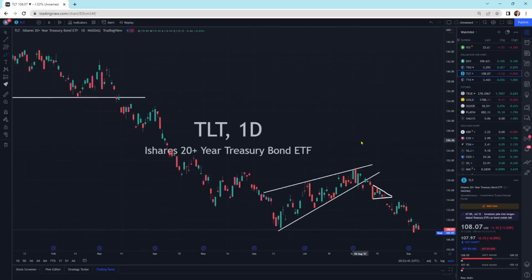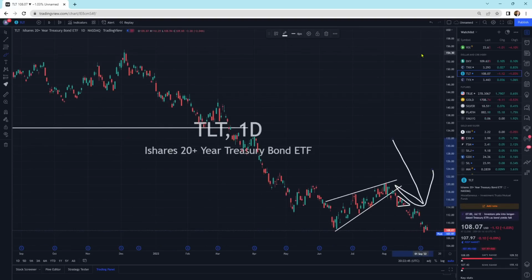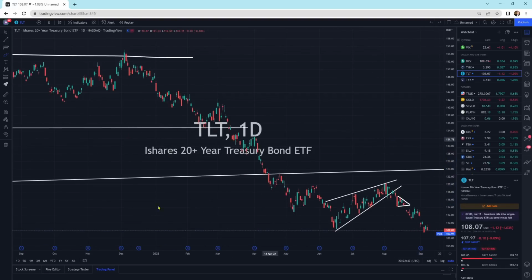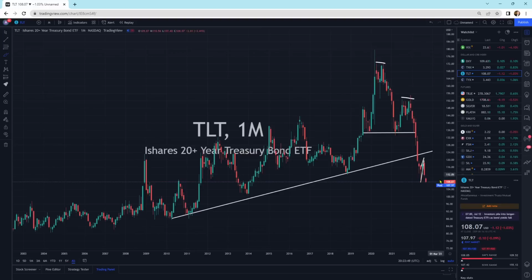TLT, which is bond prices, is still heading lower with momentum. I still think that will head lower, and I don't see any reason why this doesn't continue to head lower. There will be an opportunity at some point where bonds might be a really good investment, when the interest rates get really, really high and we start to roll back around, when we start to bottom and go sideways.